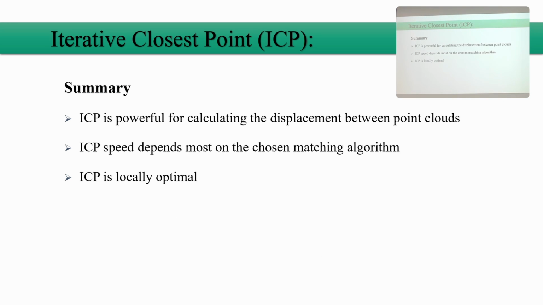As we saw some algorithms, if we want to summarize and conclude, we say ICP is powerful for calculating the displacement between point clouds. ICP speed depends on the number of points that I'm choosing and how to match them together. And basically ICP is locally optimal, because if the map is too big, just calculating the center of mass is not enough. Maybe it rotates it, but wrongly, in the wrong direction, with some mismatching, so it is locally optimal.